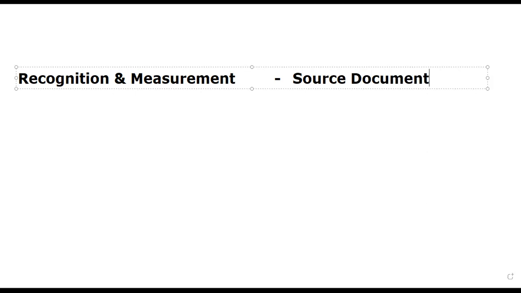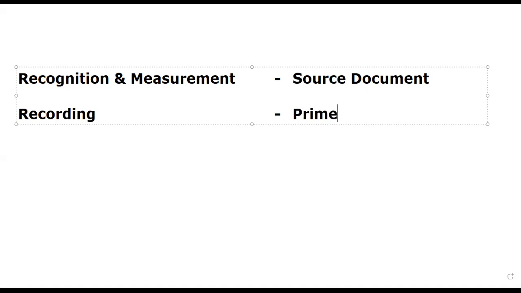I explained this last week as well. We have discussed all the source documents. Examples: receipts, payment vouchers, invoices, journal vouchers, petty cash. And our next function is recording. Once we have recorded a transaction, we have to record it in prime entry books, and that is the second function.